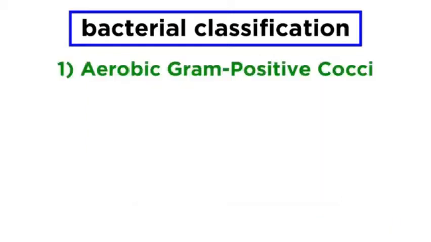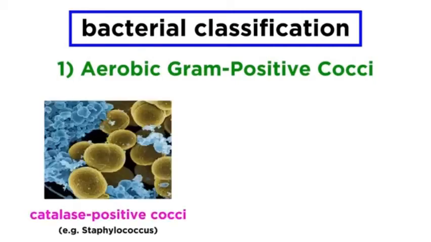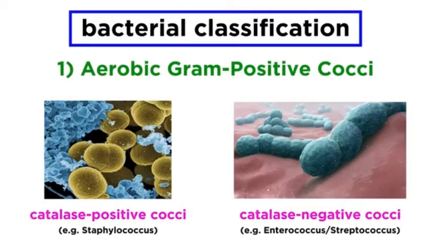First, aerobic gram-positive cocci, which can be further subdivided into catalase-positive cocci, which includes the Staphylococcus group of bacteria, and catalase-negative cocci, which includes the Enterococcus and Streptococcus groups.